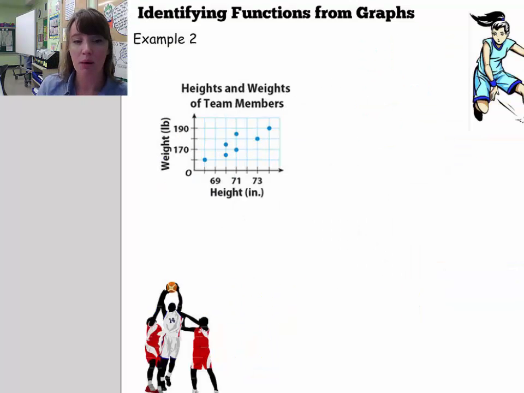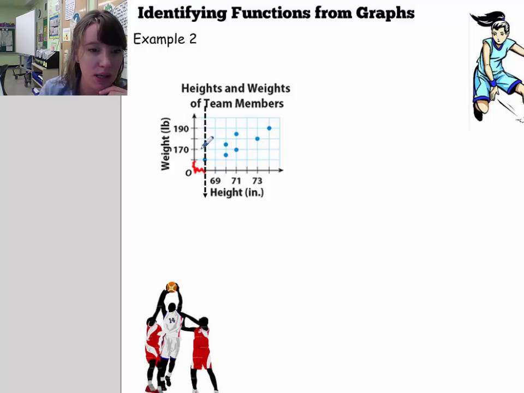Okay, let's try it one more time here. So this is the height and weight of basketball players, or of a team member. Let's create a vertical line right here and see what happens when we pass this vertical line over the set of points that are part of this relation. Okay, so here there's not a problem. This x value here, this would be 68, has only one y value. Again, there should be breaks in these graphs here.